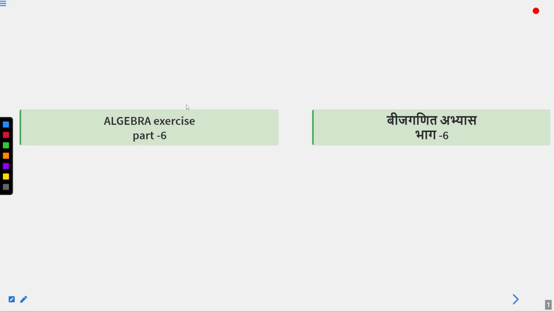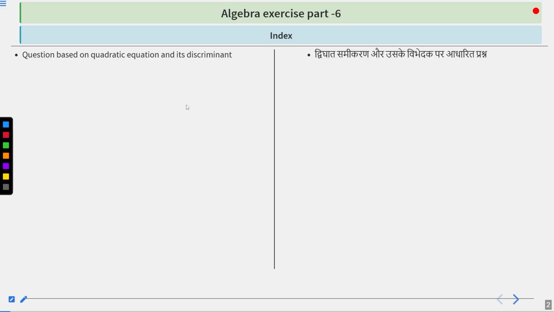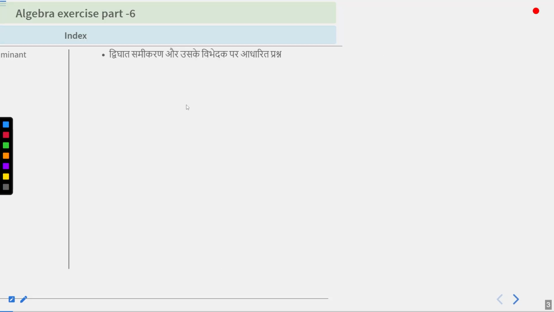Hello everyone, we are going to start algebra exercise part 8, part 6. In this exercise, we are going to do questions based on quadratic equation and its discriminant.